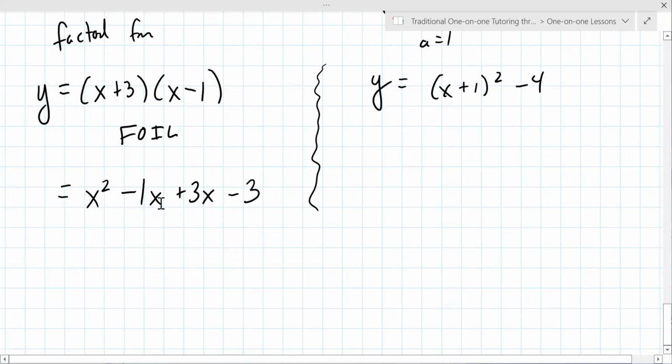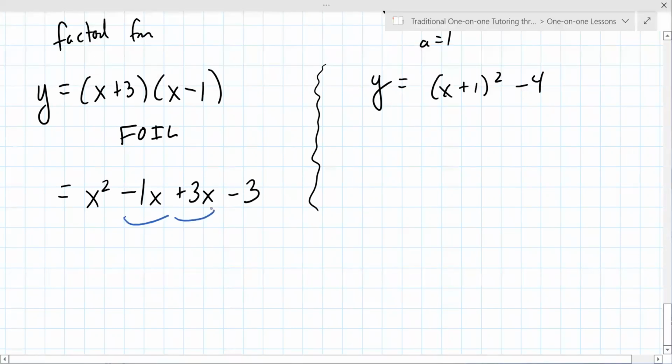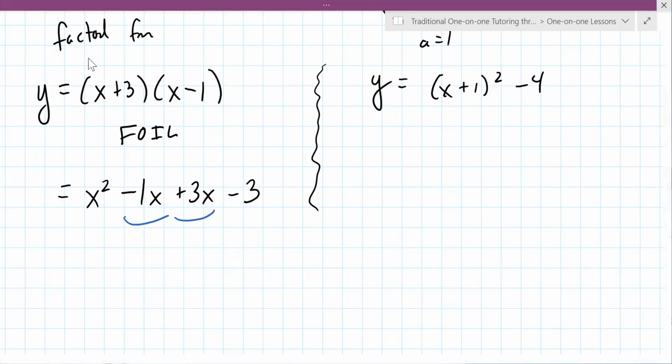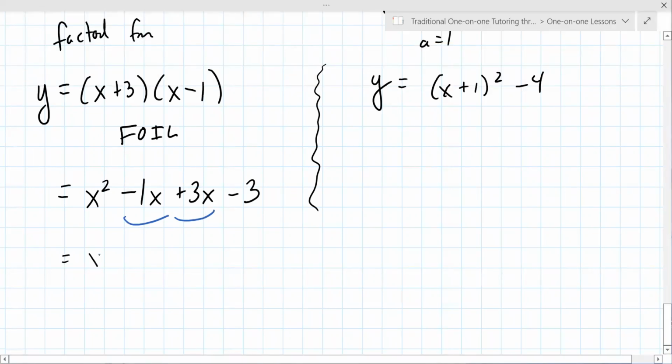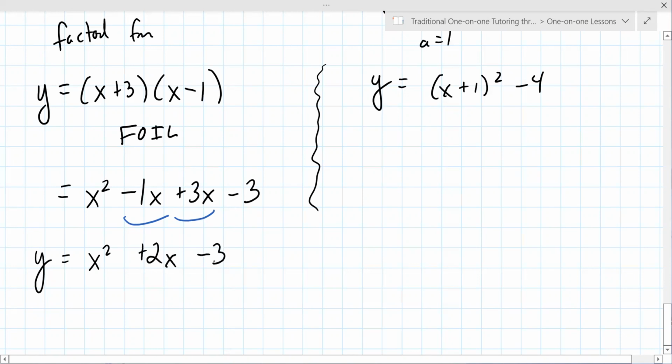This time the terms don't cancel, but you can combine them. You have like terms here in the middle. You have -1x plus 3x. What does that combine to? Just 2x. The analogy I like is money. You owe someone, 2x, right? So 2x minus 3.